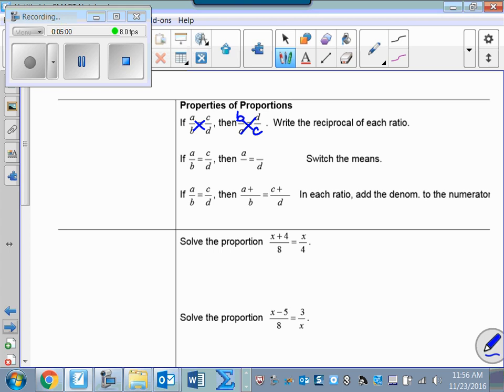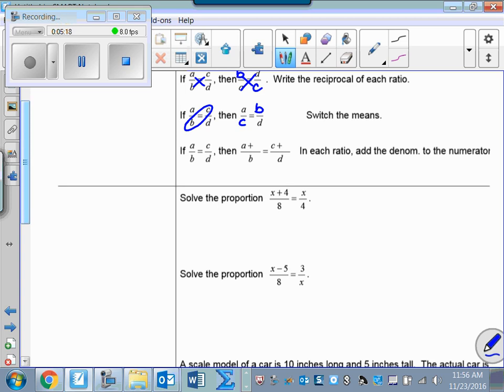And what if I just switch the means? Which ones are the means? That would be these two, right? So if I switch the means, I'm going to put C down here. I'm going to put B up here. And once again, if I check my cross products, I've still got AD equals BC. So I know I'm good.